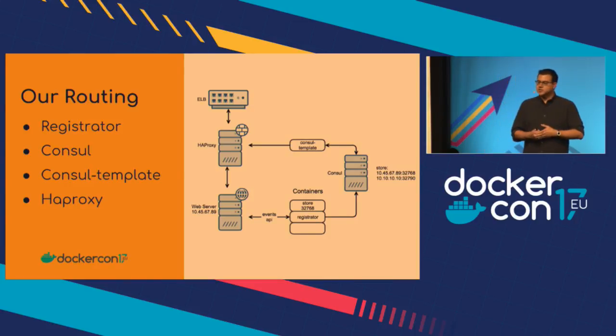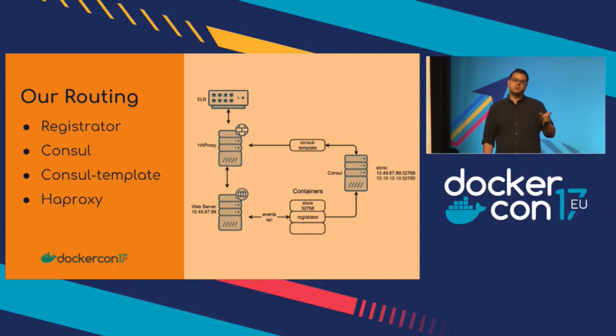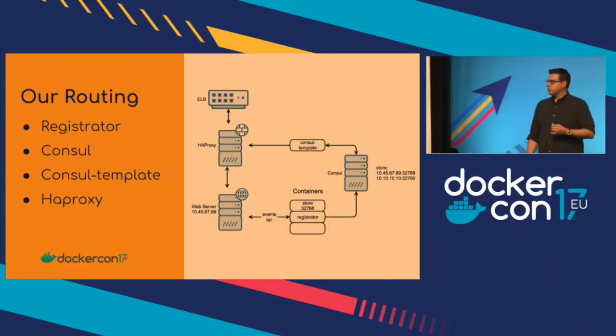Then once it's in Consul, there's a program called Consul Template running that actually checks Consul, and if it sees changes, it will go and update HA proxy and reload HA proxy. So basically, a container starts, it gets registered, it gets put into HA proxy, and traffic starts going to it. Really simple, works really well for us. We spend a lot of time tweaking and tuning it, and it's been working really well for us.